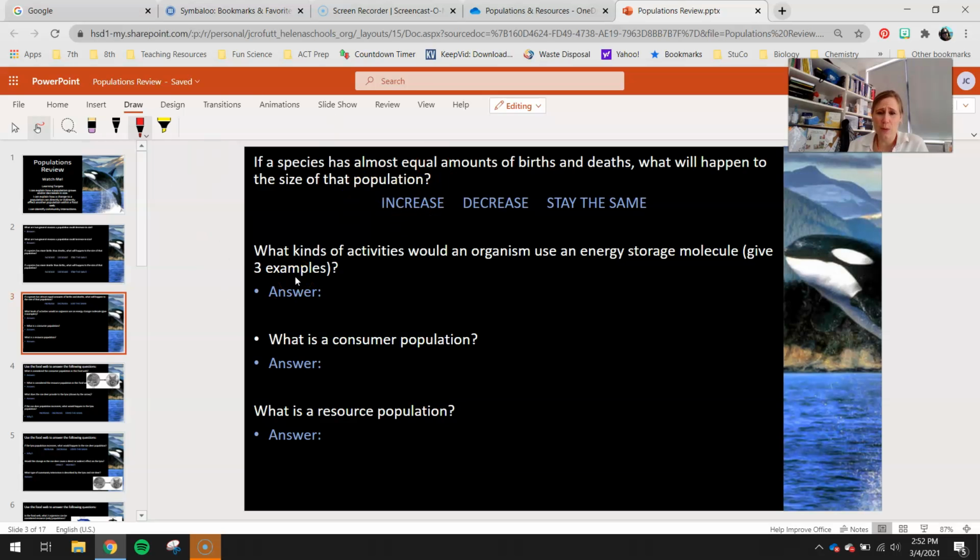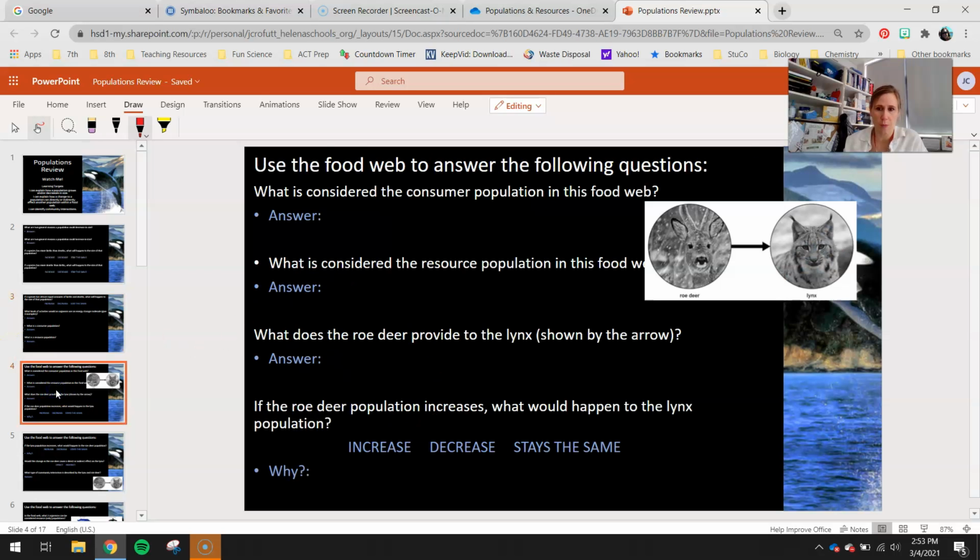What kinds of activities would an organism use an energy storage molecule for? There's a lot more than 3, so just give 3 of those, but there's one in particular that we talked about a lot in class with Amplify. What is a consumer population? What is a resource population? So define those 2 for me.